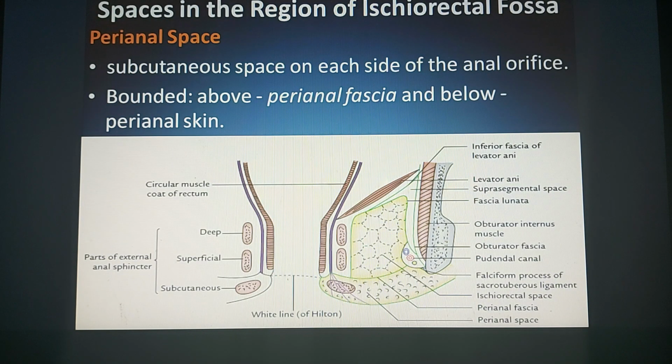Coming to the spaces in the region of the ischiorectal fossa. What are the spaces which are present within the ischiorectal fossa? That is the perianal space. Perianal space is the subcutaneous space on each side of the anal orifice, which is bounded above by the perianal fascia and below by the perianal skin.